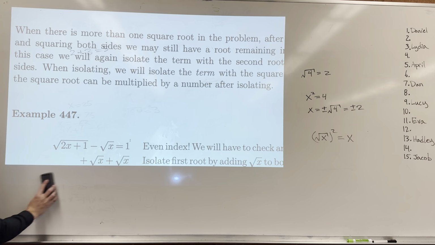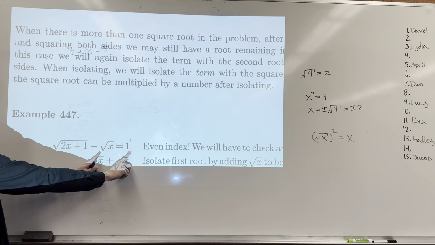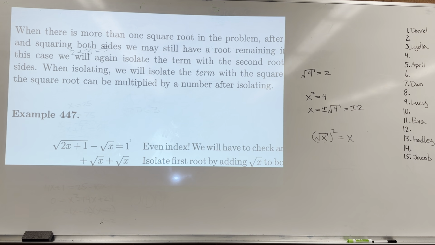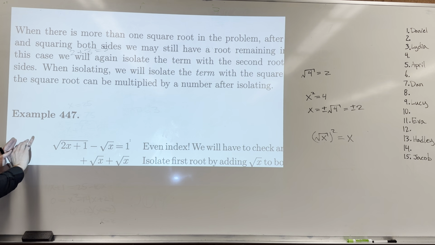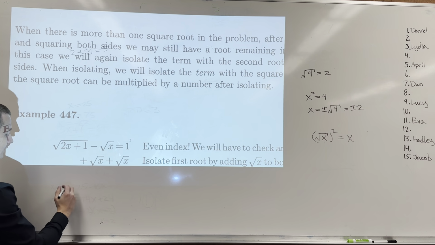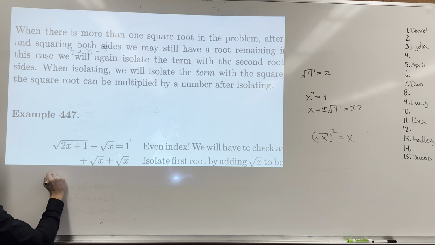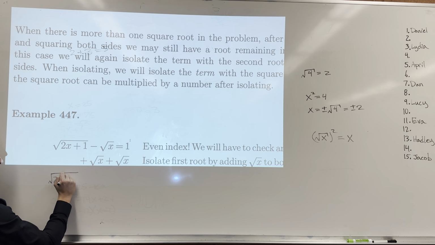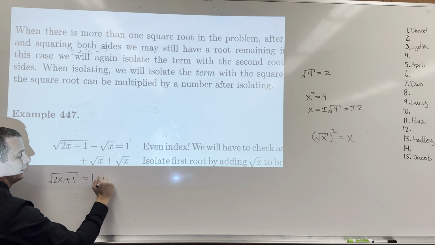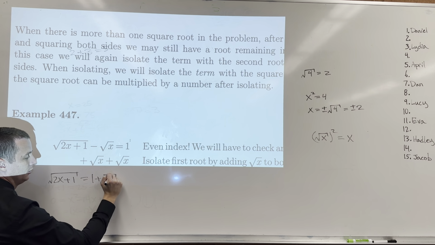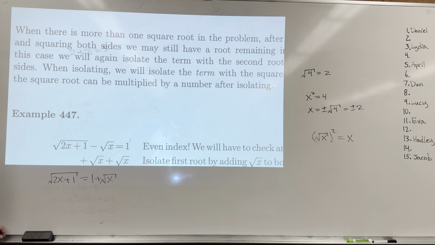All right. Looking now at this problem. Notice that this one has two radicals. What do we do? Let's get our more complex radical on one side and the easier one on the other side. So I'm going to get that the square root of 2x plus 1 is equal to 1 plus the square root of x. You with me? Now square both sides.